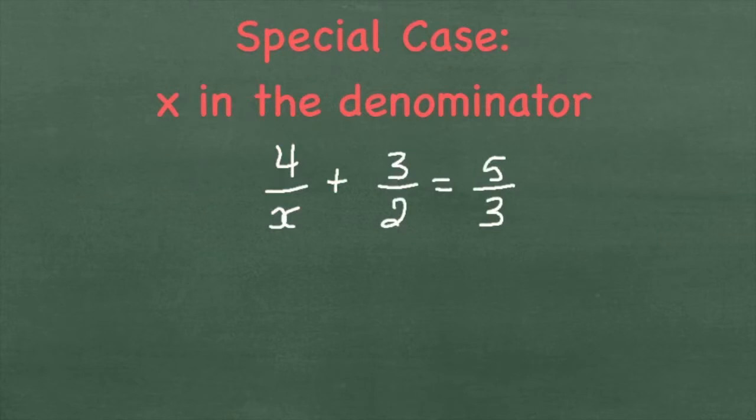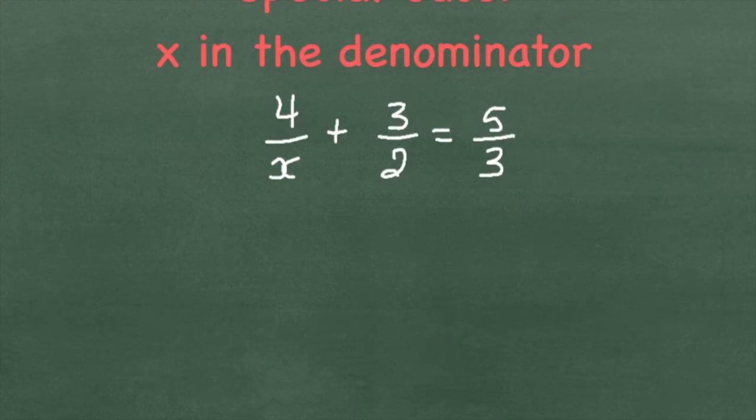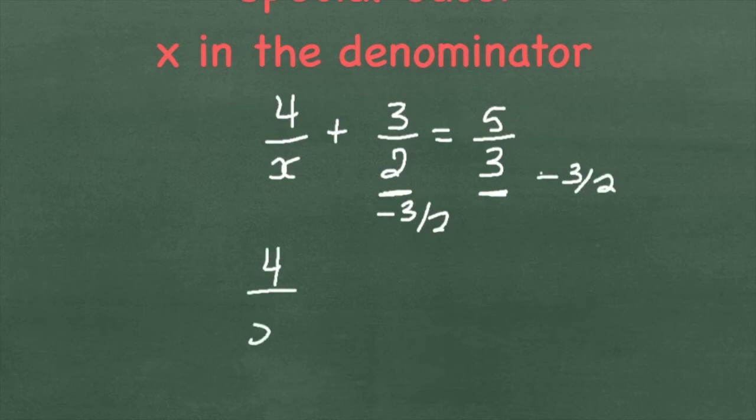Here's a special case. Say you have an x in the denominator. So over here there is an x in the denominator, as you can clearly see, and these terms here do not have an x in them. When that happens, we want to have x on one side and our numbers on the other. So I'm going to bring over this 3 over 2 to the other side by doing minus 3 over 2 on both sides. And then I'm left with 4 over x is equal to 5 over 3 minus 3 over 2.